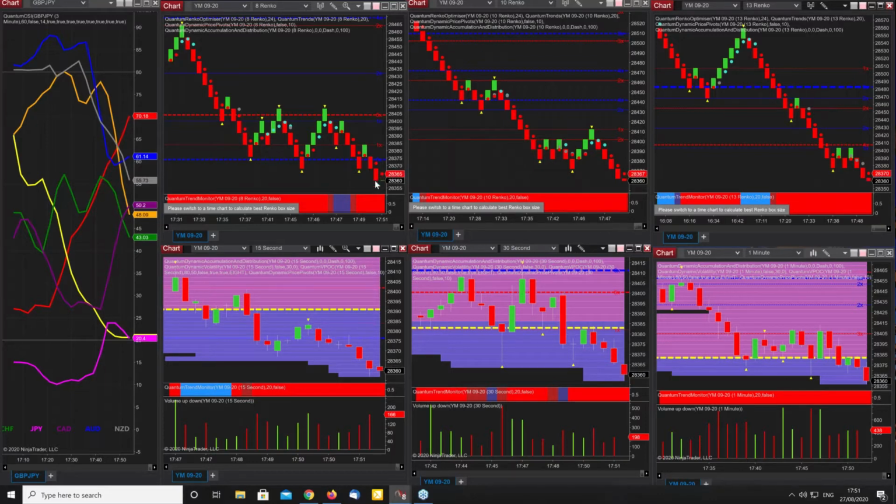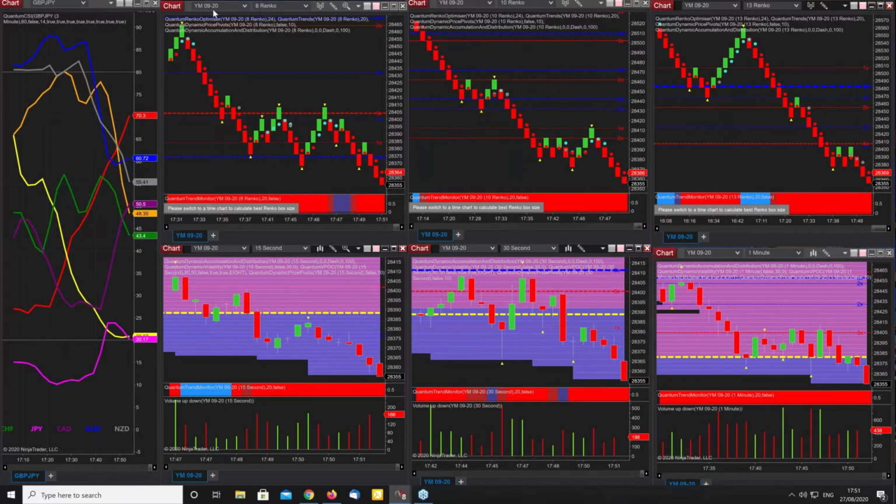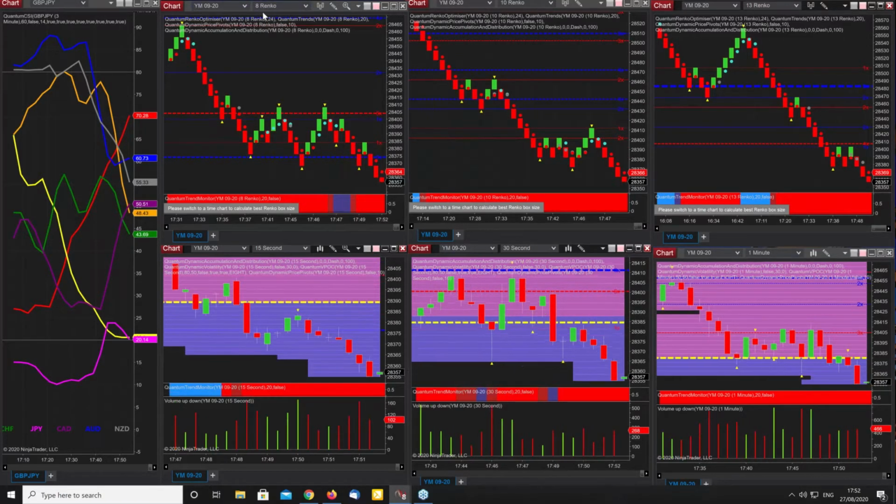Because each of these bricks, we've got 8 here. This is set to 8, so we've got 8 points. In other words, we're on the YM here. And what the renko optimizer does, it sets the default to the minimum price change. So on the YM, it's a point, and on the NQ and the ES, it will be a tick.